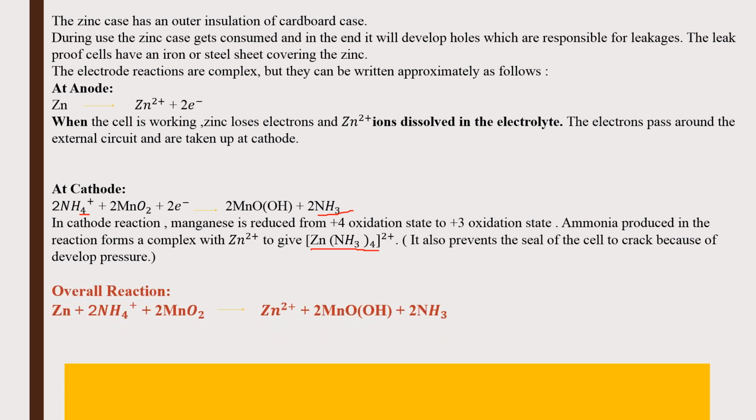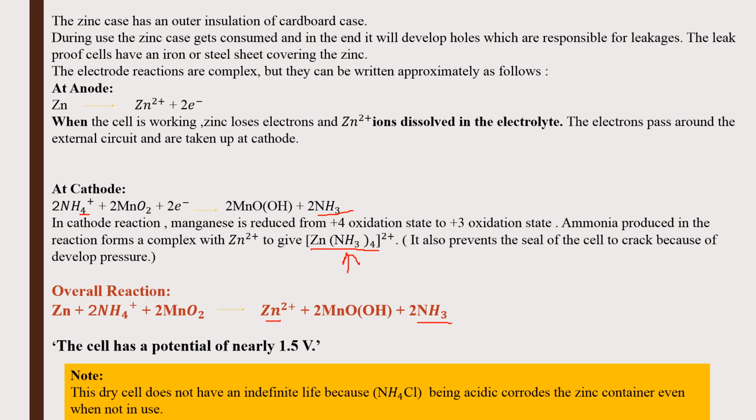Then the overall reaction, after combining the equations of anode and cathode, for the dry cell comes as zinc plus twice ammonium ion plus twice MnO2 gives zinc ion Zn2 positive plus MnOOH plus twice ammonia. This zinc positive ion and ammonia combine together to form a complex, and this complex protects the seal of the cell from breakage. The cell has a potential of nearly 1.5 volt.